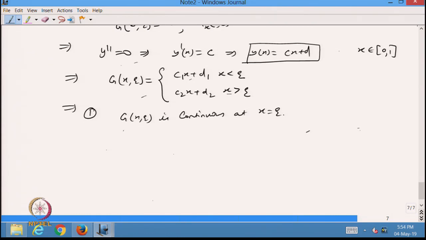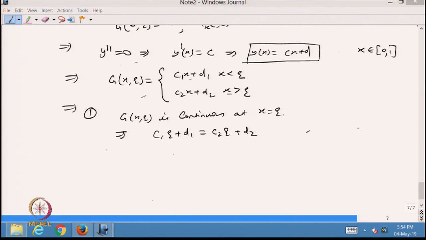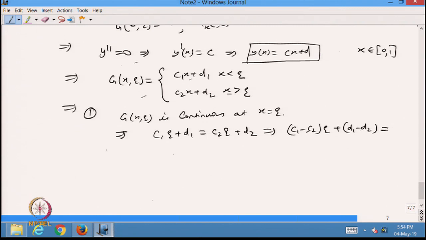From here I can write C1 xi plus d1 is equal to C2 xi plus d2. So, from here I can write (C1 minus C2) xi plus (d1 minus d2) is equal to 0.